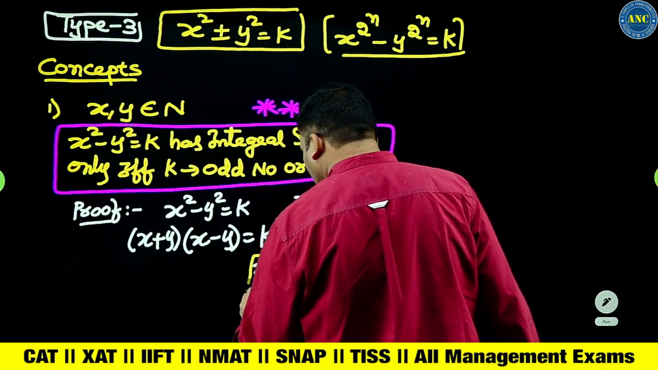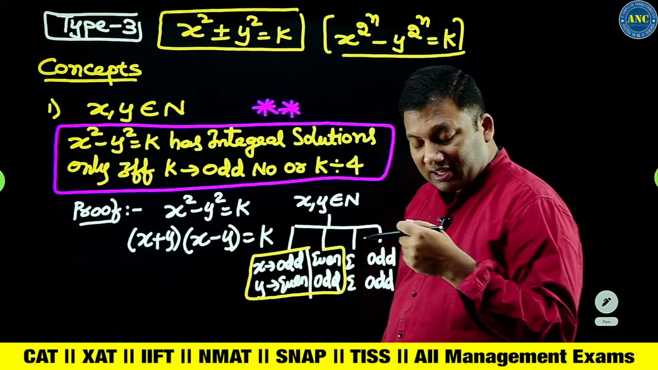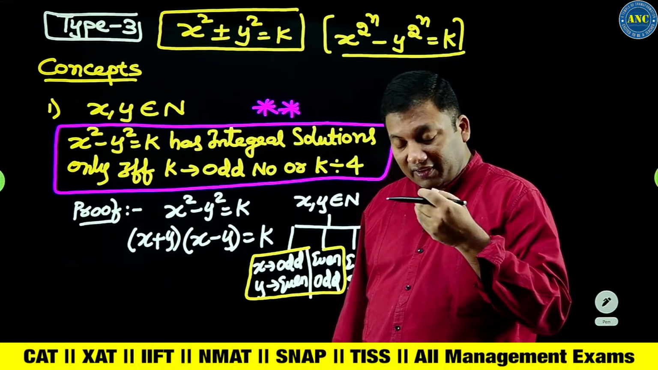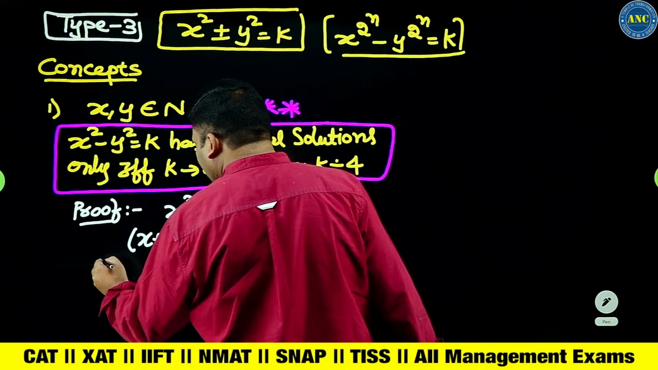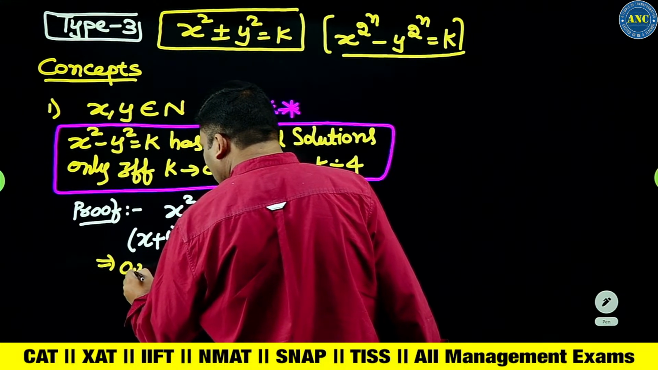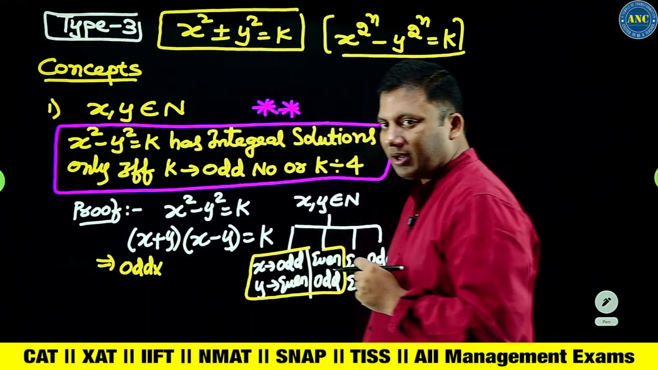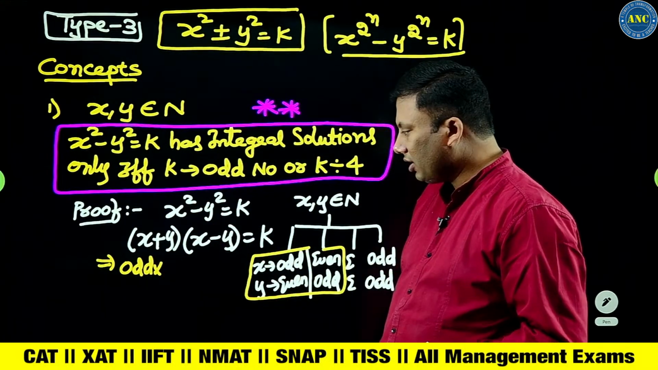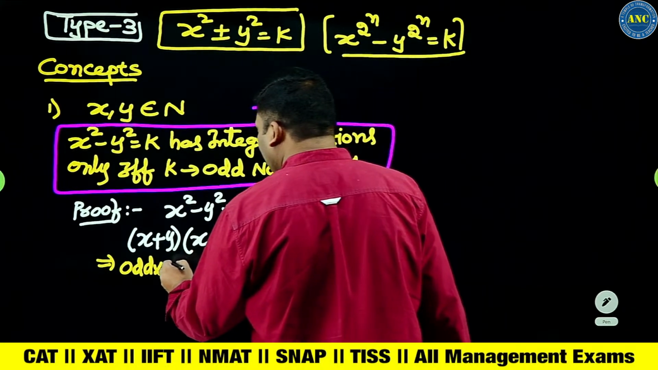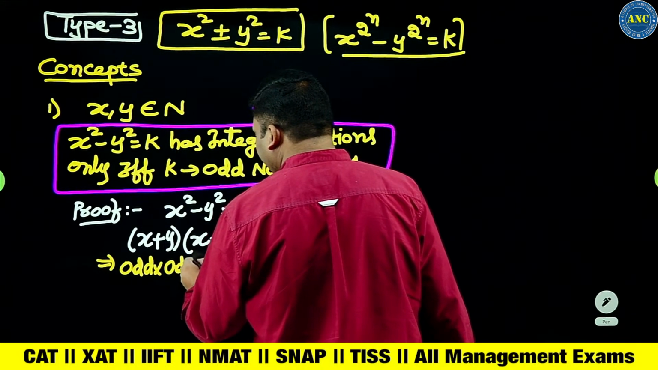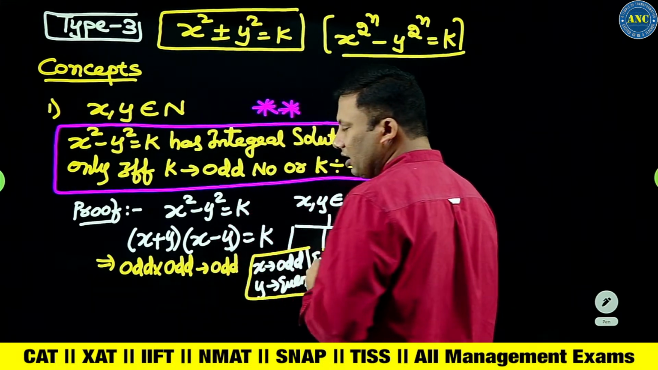If I take these two cases of different parity. If x is odd, y is even. If x is even, y is odd. If one is odd, another is even. Odd plus even, it is odd. If x is an odd number, y is an even number: odd plus even is an odd number. Odd minus even is also an odd number. Odd into odd, it is an odd number.